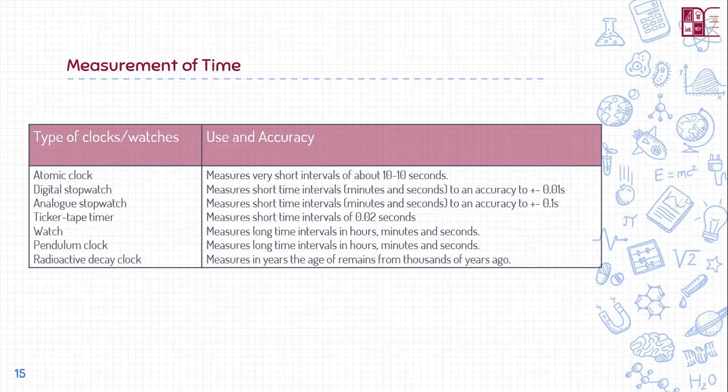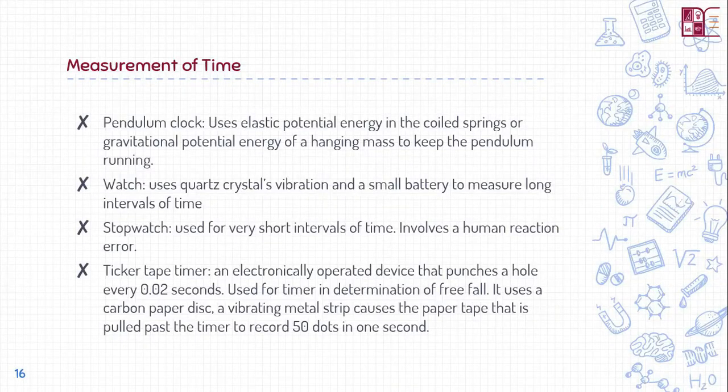A watch measures long time intervals in hours, minutes, and seconds. A pendulum clock is also the same. A radioactive decay clock measures in years the age of remains from thousands of years ago. Now, moving on to the different types. A pendulum clock uses the elastic potential energy in the coil springs or the gravitational potential energy of a hanging mass to keep the pendulum running.